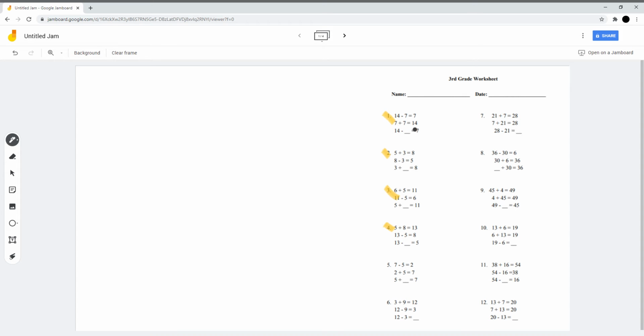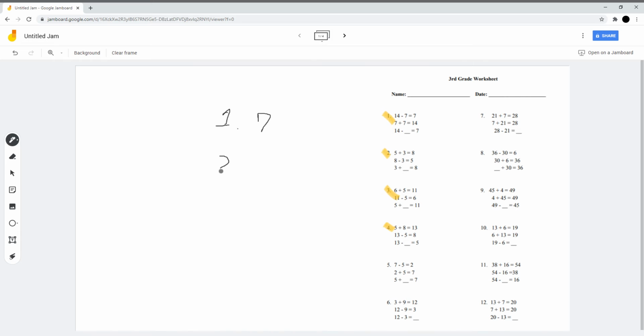First question, 14 minus 7 equals 7. 7 plus 7 is 14. 14 minus what is 7? The equation for this is, you can just subtract 14 and 7, or you can just solve for the missing number. There are two 7s and one 14. What's the missing number? The answer is 7.